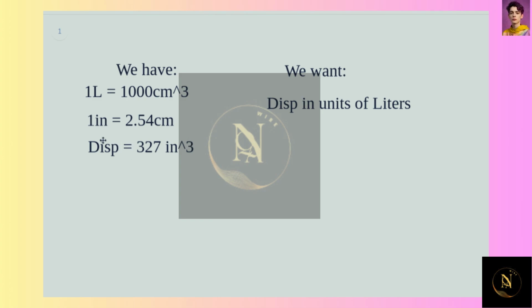What we'd like to do is get displacement, which is a volume, in units of liters. So we need it in liters. There's a couple ways to go about this. We're going to do what I think is the most intuitive way, which is through dimensional analysis. So we want liters out. We want that on the end. And we have 327 inches cubed. So let's write that down first. 327 cubic inches.